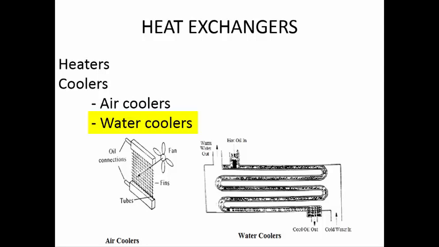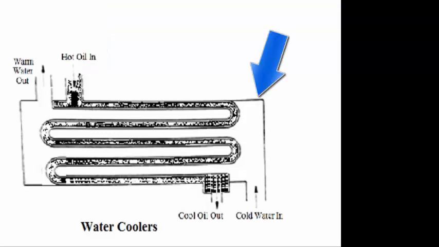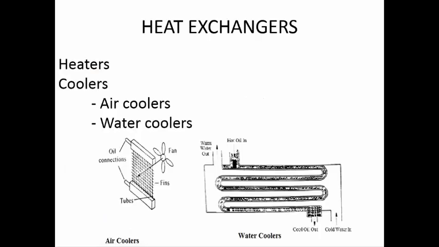From the tubes, if water is used to remove the heat, then we'll say that it is water cooling. So you have tubes through which the hydraulic fluid is flowing. Then you have a jacket surrounding the tubes through which you are pumping cold water. As the cold water comes in contact with the tubes carrying the hot oil, heat exchange takes place and the temperature of the hydraulic fluid is going to reduce. So these are the two main types of heat exchangers.